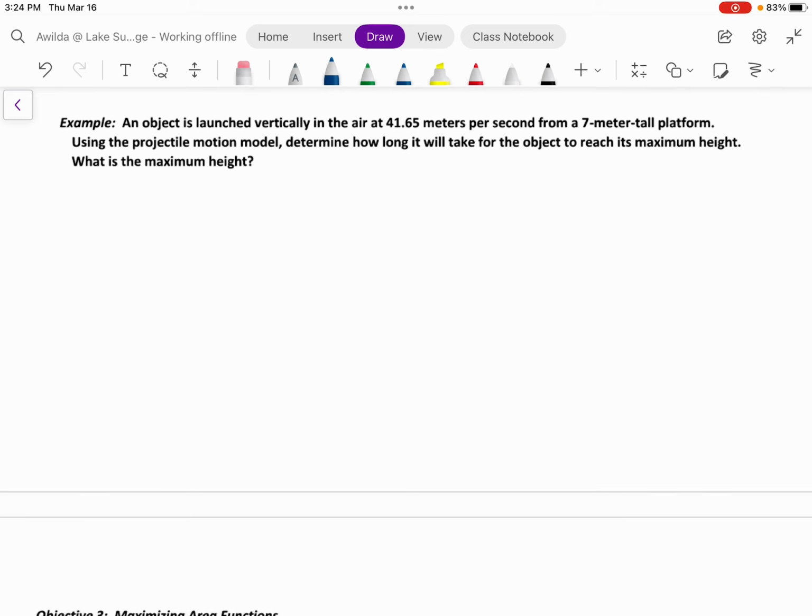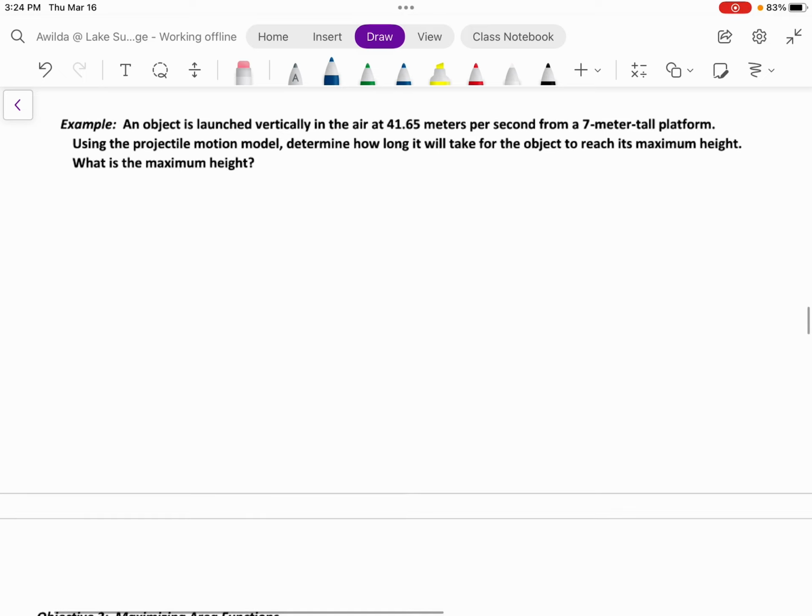An object is launched vertically in the air at 41.65 meters per second from a 7-meter tall platform. Using the projectile motion model, determine how long it will take for the object to reach its maximum height, and then determine its maximum height.